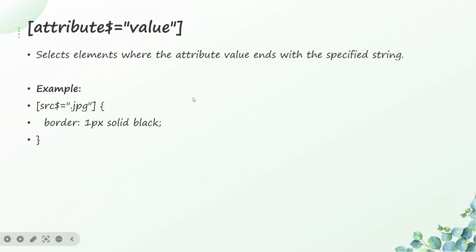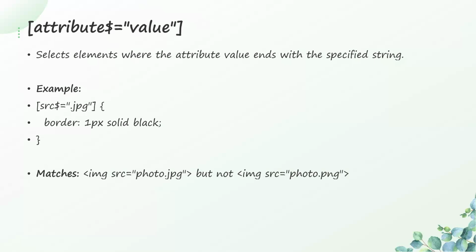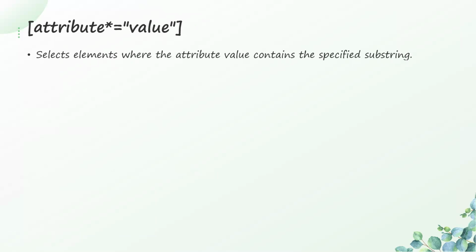Let's say you want to target all the images that end with JPG. You may want to style them differently. So that is what this one, ends with .jpg, does. So you can do this. I want you to do this yourself. Play around with it yourself. This one, we are targeting attributes that have src, but it ends with .jpg. Okay, this next one selects elements where the attribute value contains the specified substring. Substring means that the value could be part of it. So look at it.